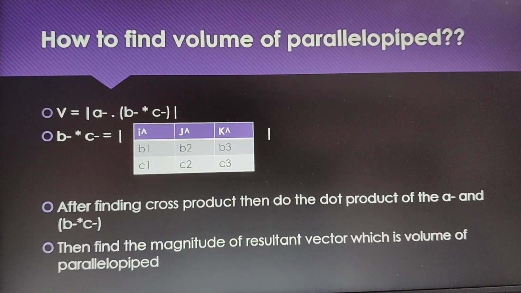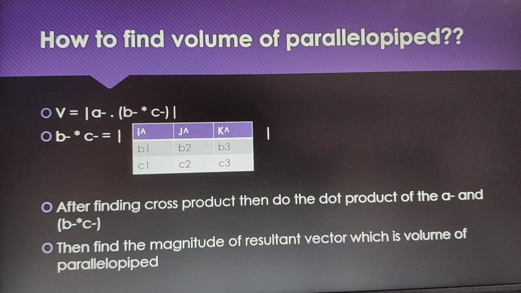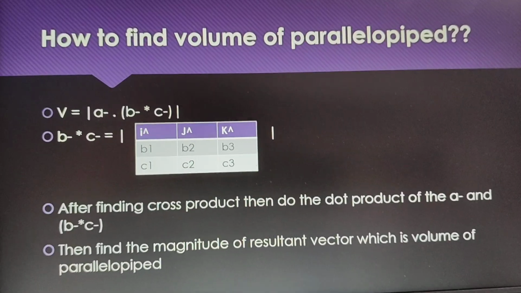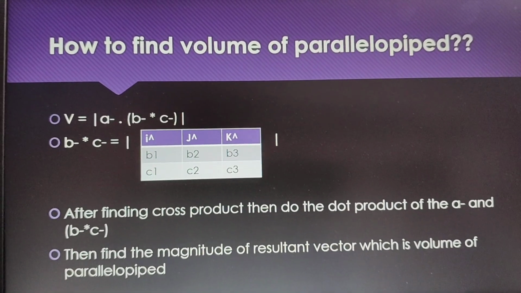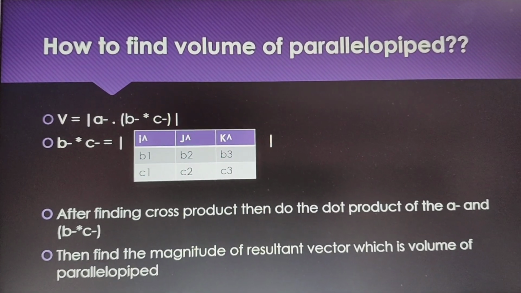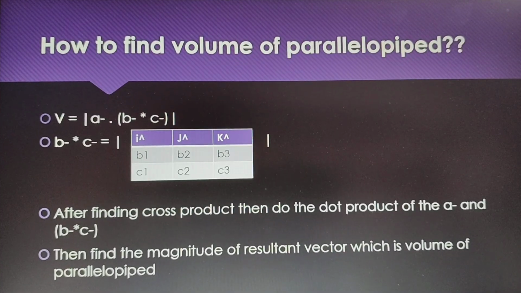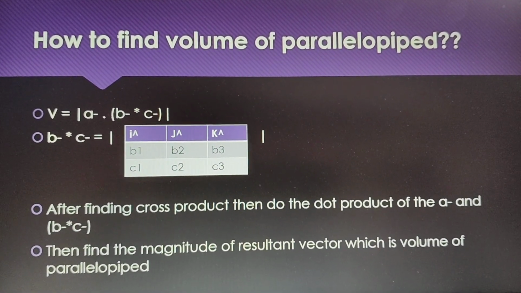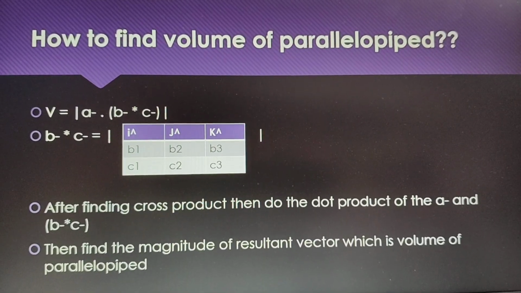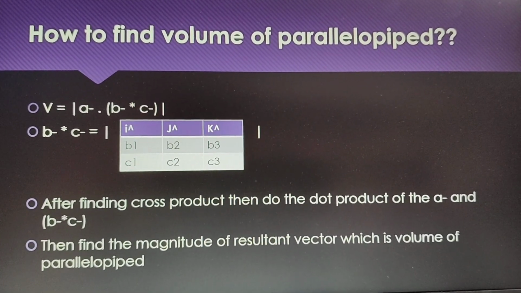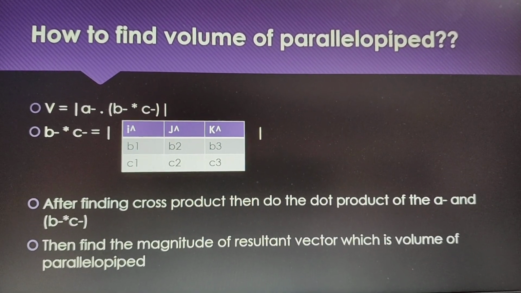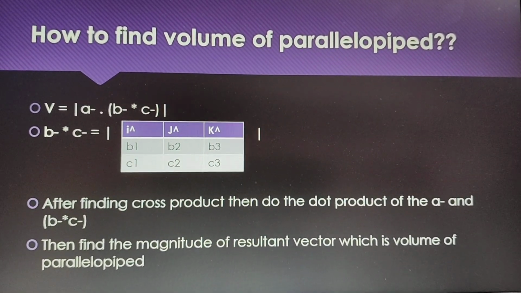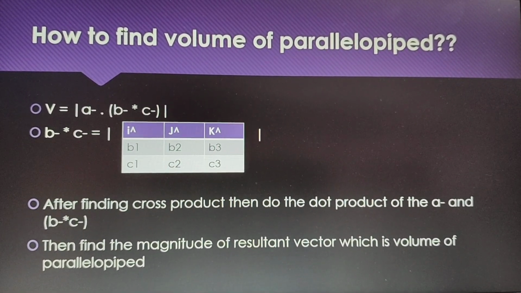Let us see the next one, how to find volume of parallelepiped. Volume is equal to magnitude of A bar dot B bar cross C bar. First you need to find B bar cross C bar. As I have said previously, cross product means finding the determinant. After finding the cross product, then do the dot product of A bar and B bar cross C bar. Then find the final magnitude for the resulting vector. That will be the volume of parallelepiped.